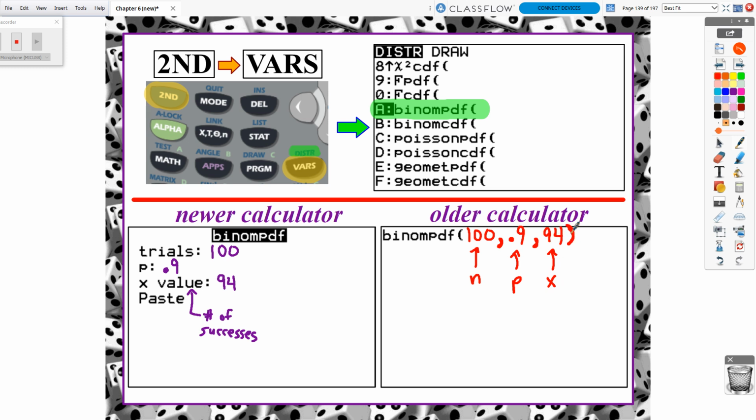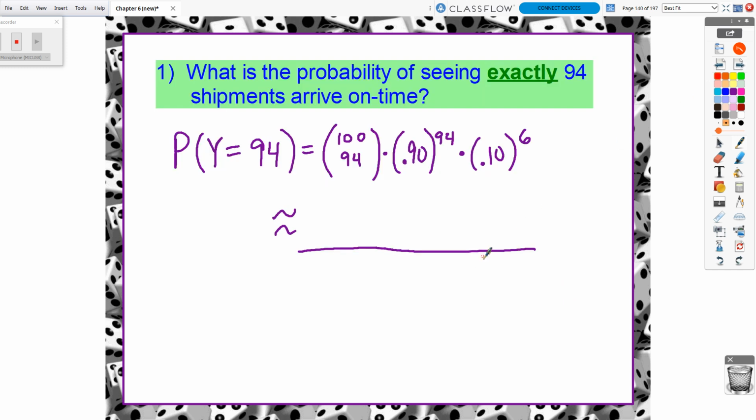Then end the parenthesis, and then press enter, and you get what all that comes out to be. So how would this look if I needed you to show me all the relevant work here? Here was the original probability statement. What's the probability that the number of on-time shipments, Y, is exactly 94? Well, that would be equal to 100 combination 94 times 90% to the 94th times 10% to the 6th power, and then you let your calculator do that dirty work for you.